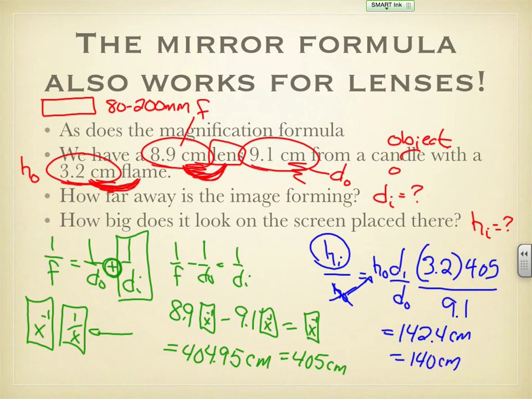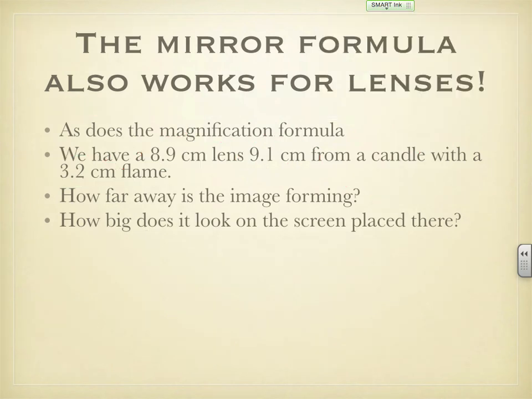So we made it much bigger. And again, if I just said how many times bigger did it go, then we would just use di over do. We'd just say 405 over 9.1. We'd get 40 times bigger. Those are easy, right? Yeah, we like easy math.